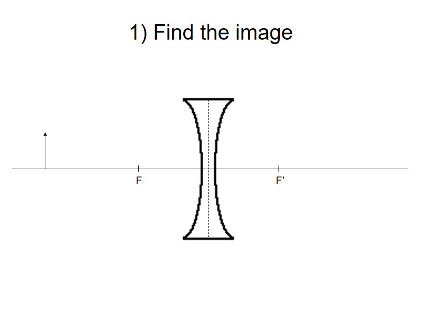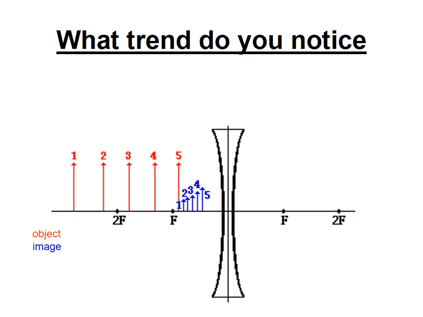You should be able to do this scenario for a variety of different locations. You'll always get roughly the same results. Even though you get the same results, I do want you to notice some trends. So here we have a variety of objects in red located at different distances from this diverging lens. You'll notice that as the objects approach the lens, so does their image. So the closer the object is to the lens, the closer the image is to the lens.